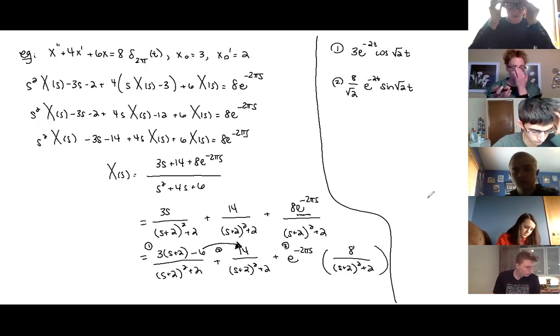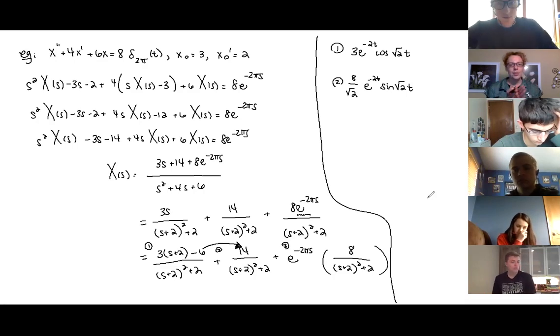I need a square root of 2 on the top, so I have to divide by square root of 2. So 8 divided by square root of 2, e to the negative 2t sine square root of 2t. We're good on piece number 2. We like that one. Yes, happy?